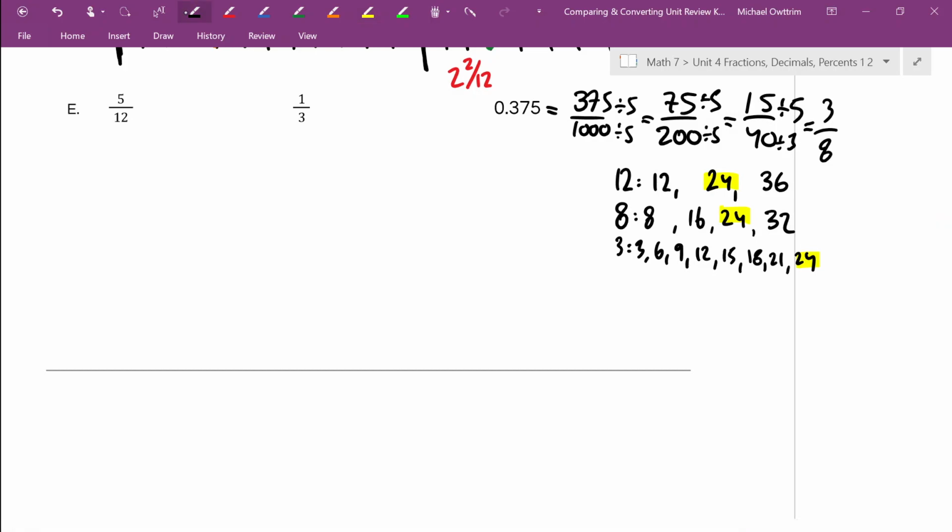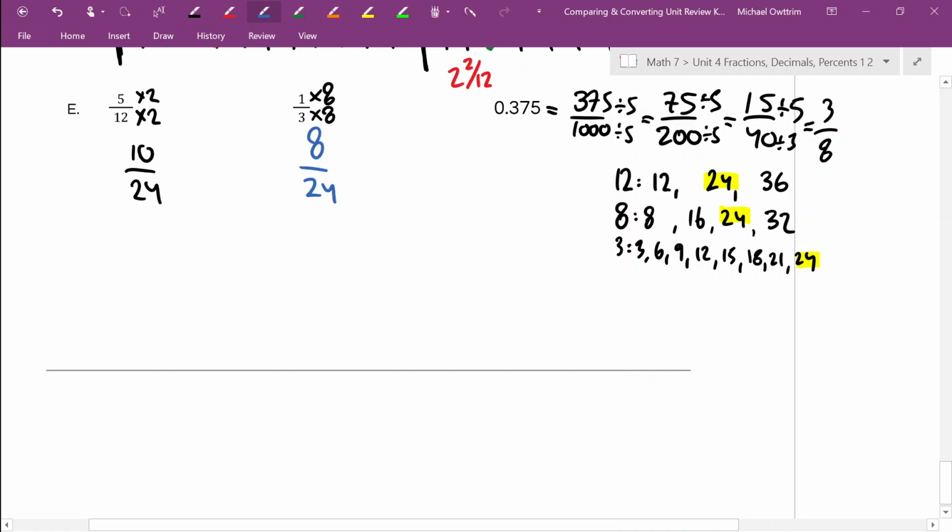So, what do I do to 12 to make 24? I multiply it by 2. This is 10 over 24. What do I do to 3 to make 24? I multiply by 8. I'll maybe write this one in blue. This is 8 over 24. And then what do I do to 8 to make 24? I need to multiply it by 3. So this is 9 out of 24.